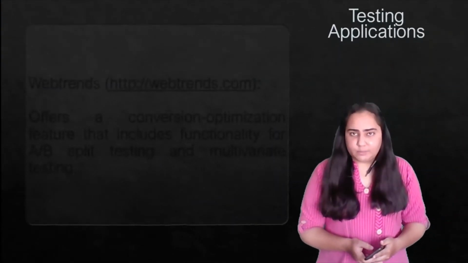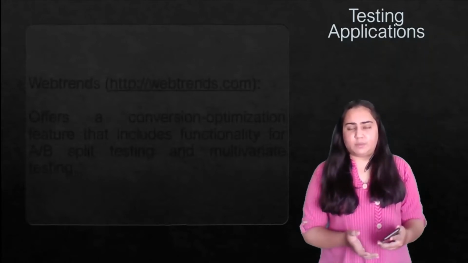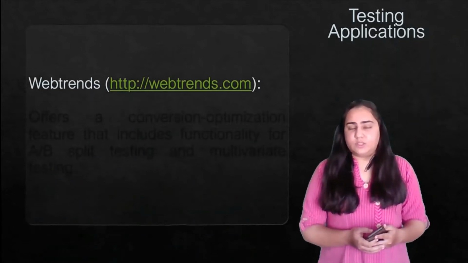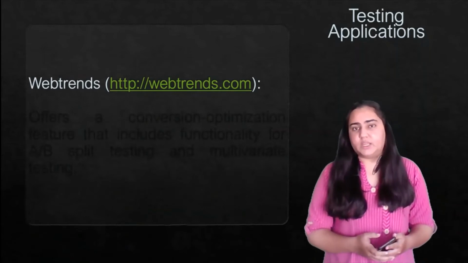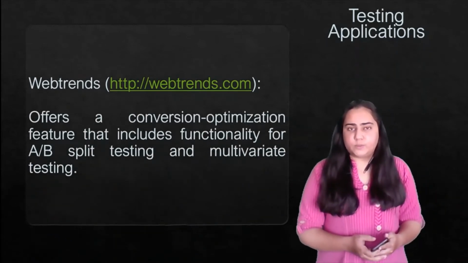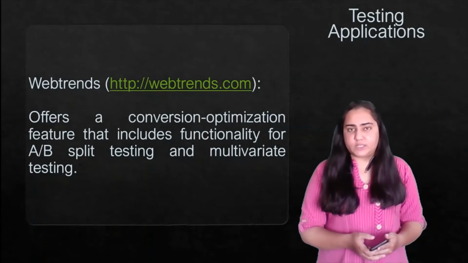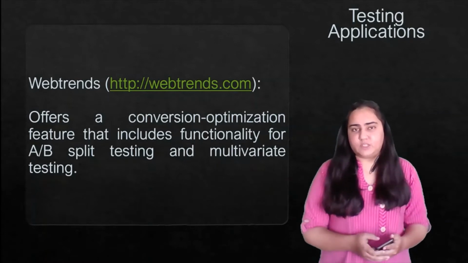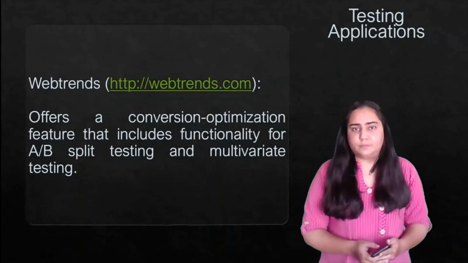Now, there are several applications. You do not need a lot of code to do all these things. There are applications that allow you to do all this testing. One such application is Web Trends. You can find it at webtrends.com. It offers a conversion optimization feature that includes functionality for A/B split testing and multivariate testing. So it provides both types of testing, and you can go and check out the website for yourself.